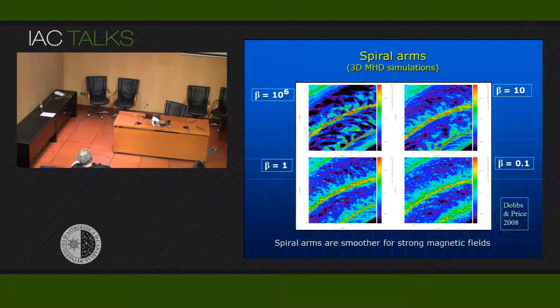The other one is especially for you now, the question of spiral arms again, by the same authors, by Dobbs and Price. They show that including magnetic fields, the formation of spiral arms is also modified. So this is a large beta, so weak magnetic field. This is a low beta, strong magnetic fields, and you see that the formation of spiral arms is really different. Spiral arms are much more fragmented, much more diffuse in the case of weak fields, whereas magnetic fields seem to stabilize spiral arms and make them much smoother, much more straight, and the magnetic pressure helps to confine spiral arms. So that clearly indicates that magnetic fields play a role in the evolution of galaxies.